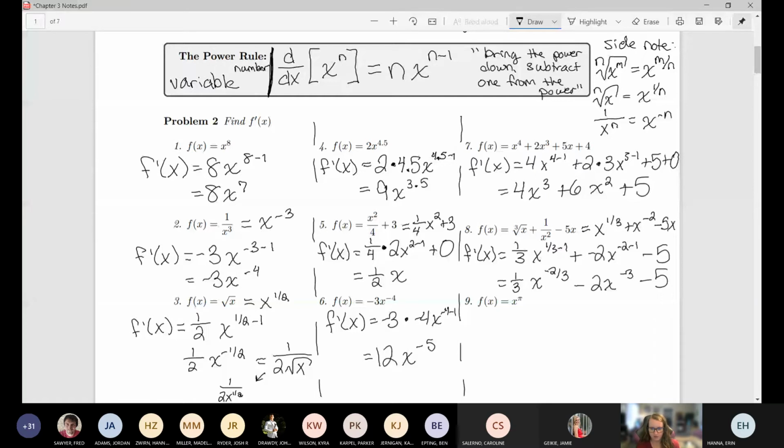And the last one for this section is x to the pi. Pi is a number, so this is the correct format that we need to use the power rule. So bring the power out front, subtract 1 from the power, and we kind of just have to leave it as pi minus 1, but that would be our derivative.